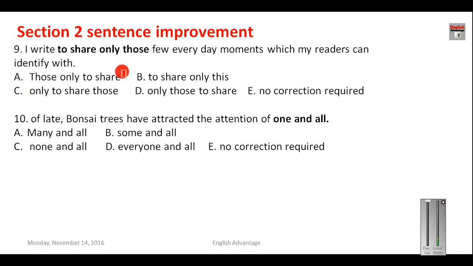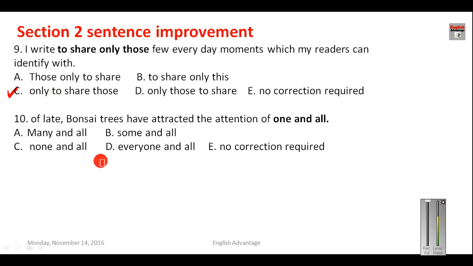So here the correct choice according to me should be C. Only to share those, because if you put only before to share, it will be most meaningful and most correct. I write only to share those few everyday moments which my readers can identify with. So here your answer will be C. Question number 9, your answer is C.